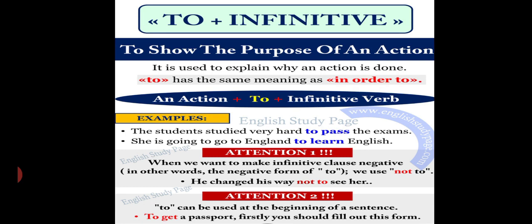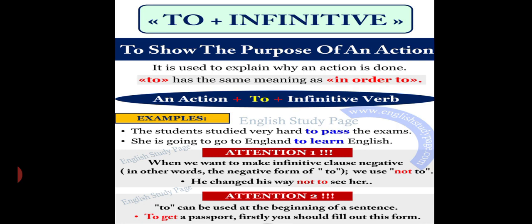Now you see what the to infinitive is basically used for. It is used to show the purpose of an action, like it is used to explain why an action is done. To has the same meaning as in order to. So an action, plus the word to, plus any infinitive verb. For example, the students studied very hard to pass the exam. So why did they study hard? In order to pass the exam. She is going to go to England to learn English. So her purpose of going to England is to learn English.